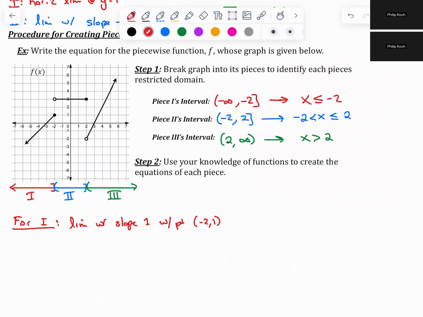But any point could work. You could also do -3, 0. You could do -4, -1. So we can use the point slope formula. Y minus y sub 1 is equal to m times x minus x sub 1.